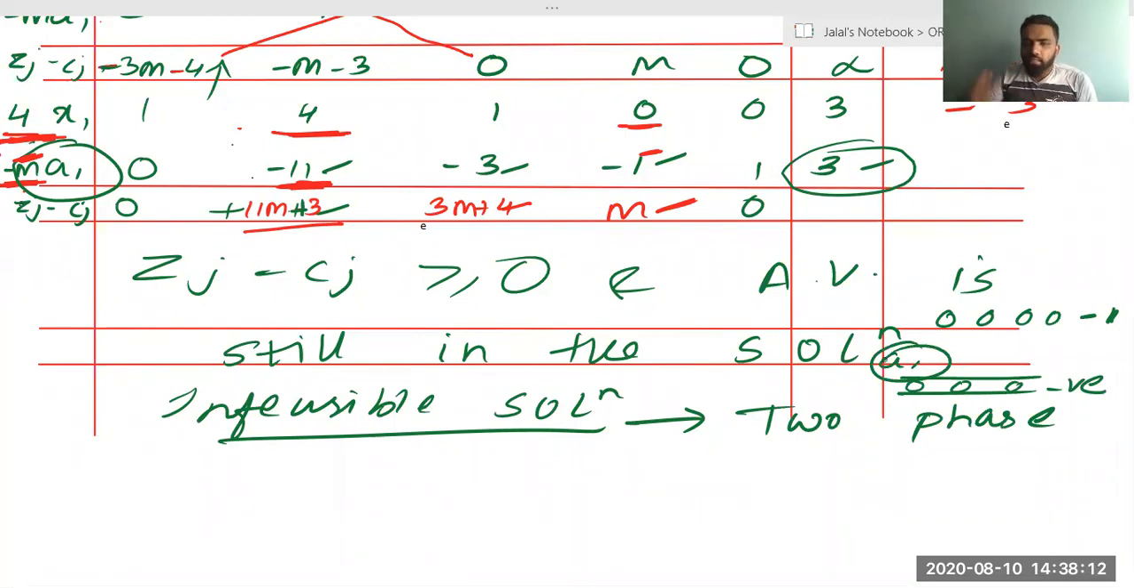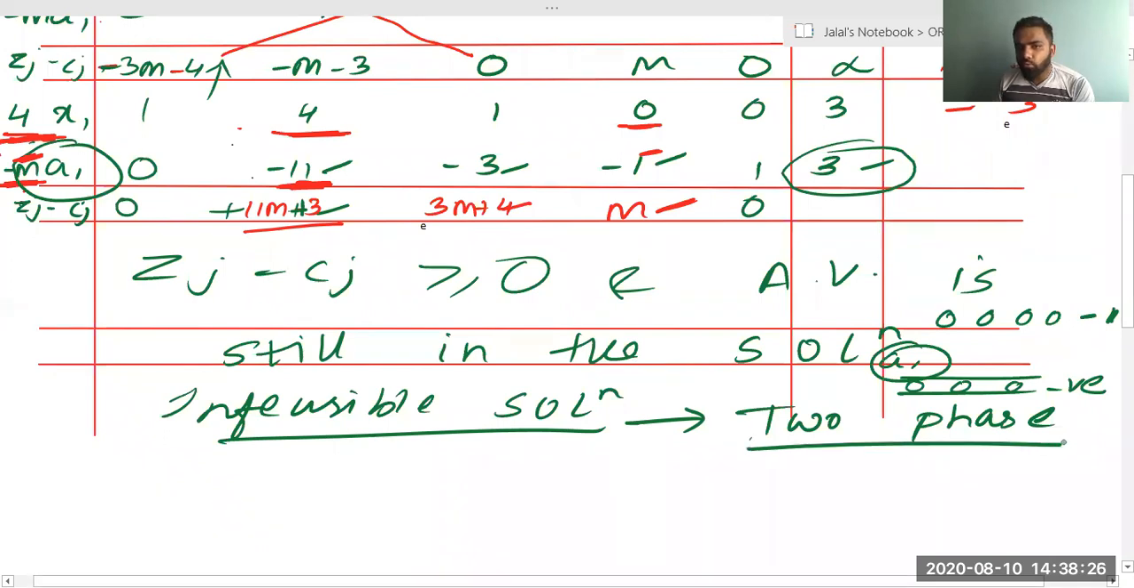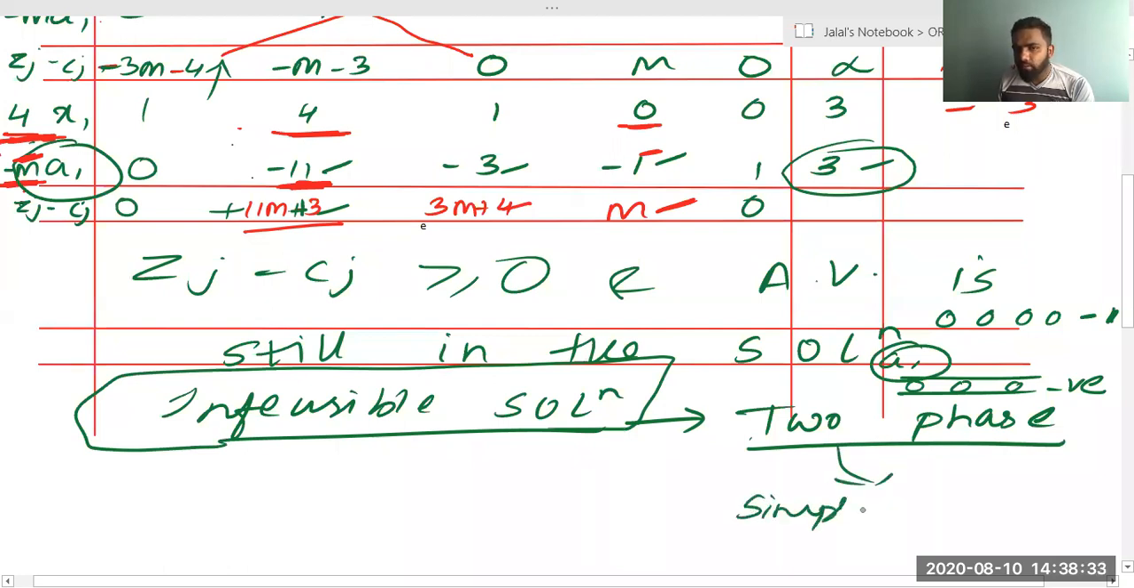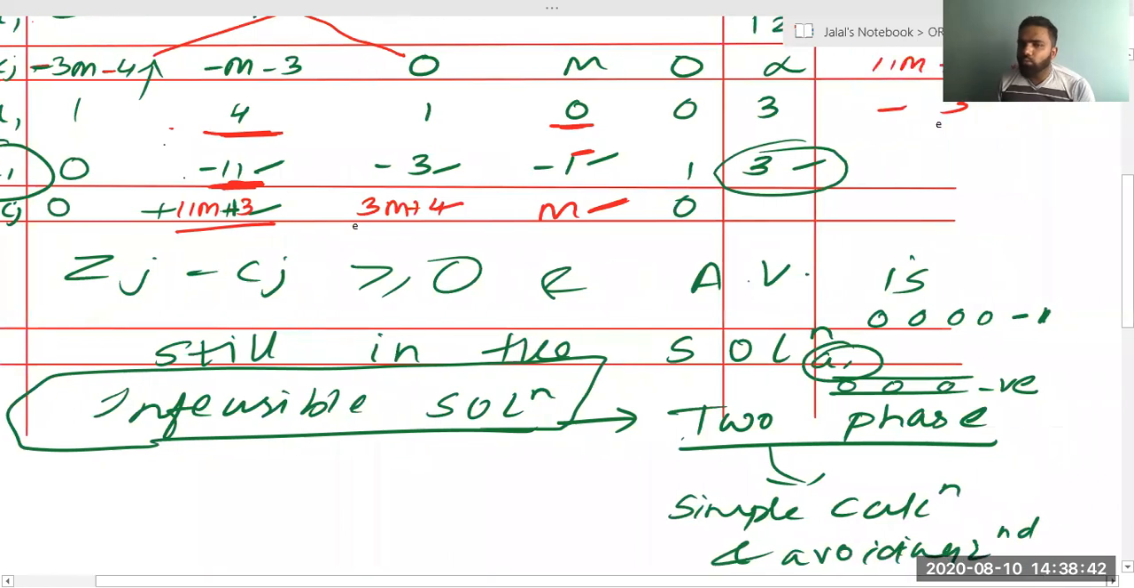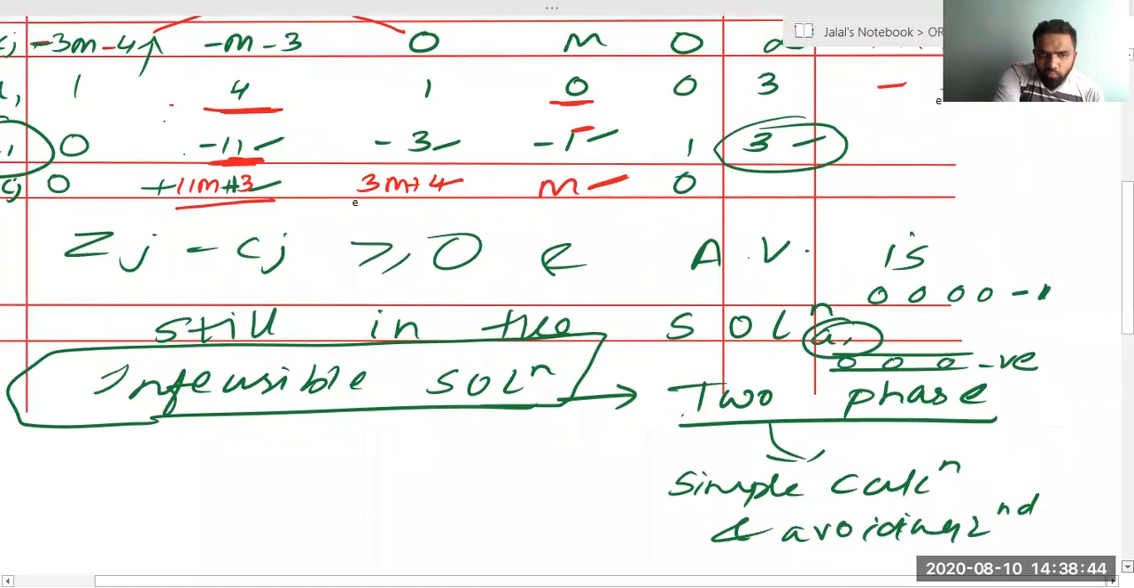Why? Because when I complete the first phase in two phase, what are we expecting? We are expecting that in the first phase A1 will kick out of the solution. If it is not getting kicked out of the solution, then the solution is infeasible. So even if you do this question by two phase, you will arrive at the same thing, that this is an infeasible solution, with simple calculation, and even avoiding one step, avoiding the second phase, because since this is infeasible, you can't go to the second phase. You are damn sure that you can't move to the second phase.